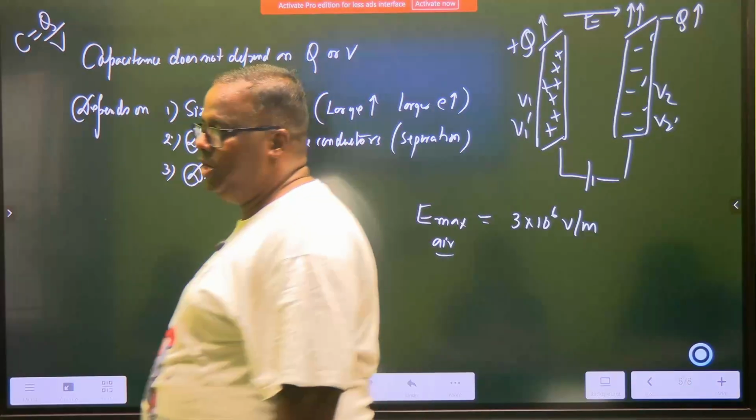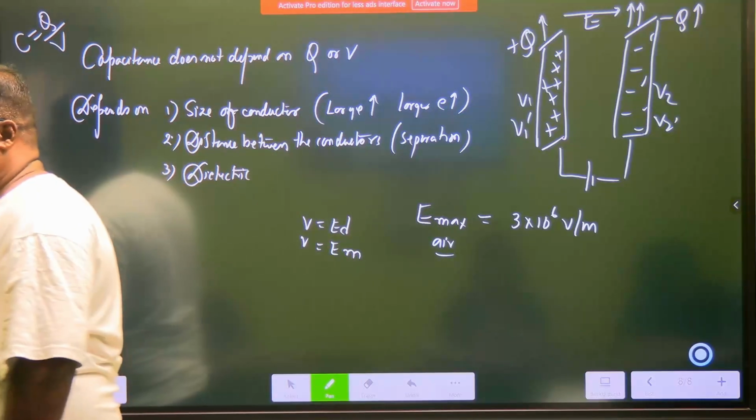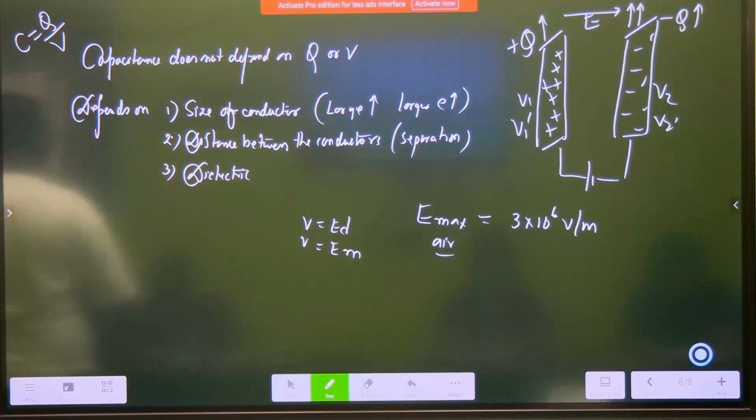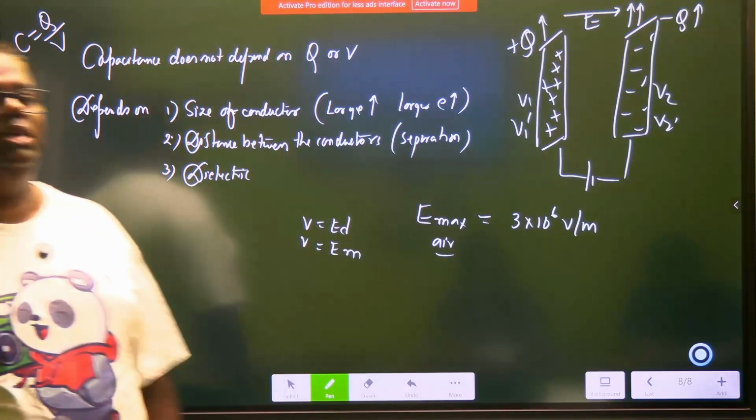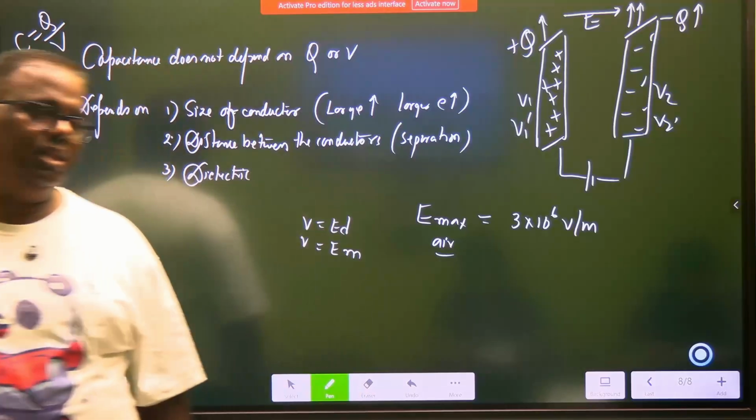As a result, both the plates will develop potentials, something like V1, V2, and a potential difference V will be created across the two plates. This potential difference will induce an electric field, because V is equal to ED, right? We will create an electric field.